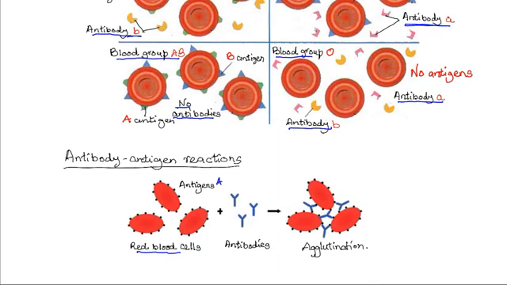So it is very important that antibodies and antigen do not correspond, or they do not occur together in the same circulatory system, for there is going to be an antigen-antibody reaction or antibody-antigen reaction resulting in agglutination. And this is what is taken into consideration during blood transfusion. Now, blood transfusion refers to the transfer of blood from a donor into the circulatory system of a recipient.